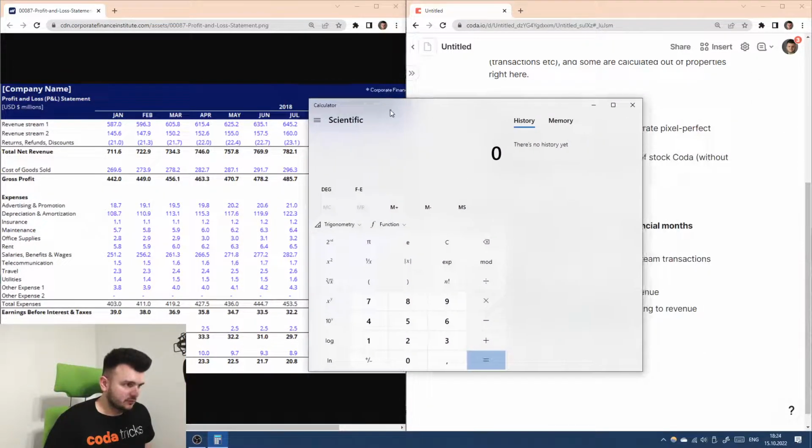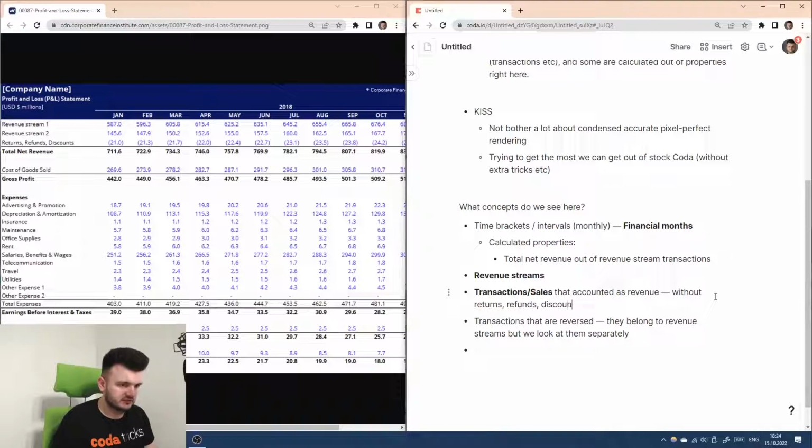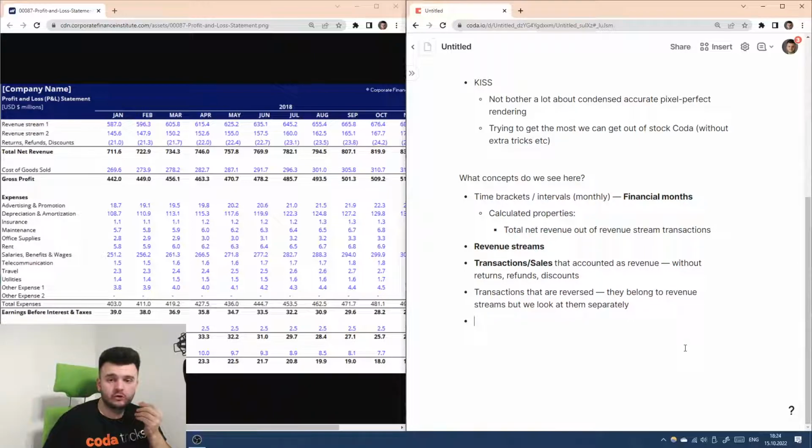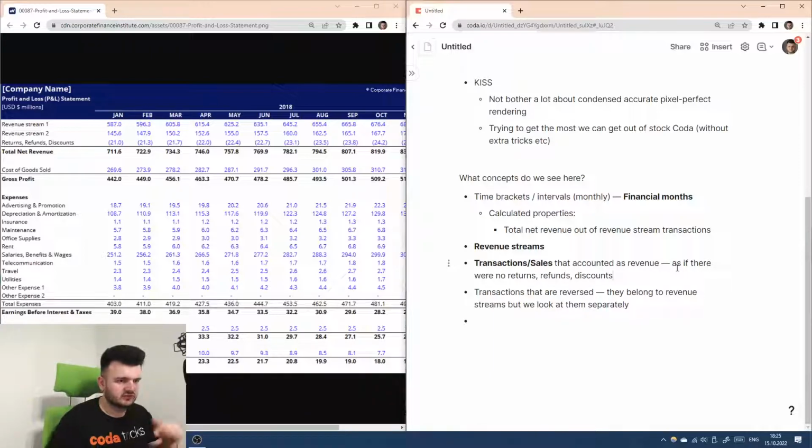Just to be extra sure, we have 587 plus 145.6, we have 732, and minus 21, that's how we get this number in the end. So these are all the revenues without returns, refunds, and discounts. That is important to understand. Or, well, actually not without: we subtract the returns, refunds, and discounts, but as if there were no returns, refunds, discounts. This doesn't even have to be transactions, it can be sales, and then each sale can have a charged amount and then a returned amount or discounted amount or whatever.